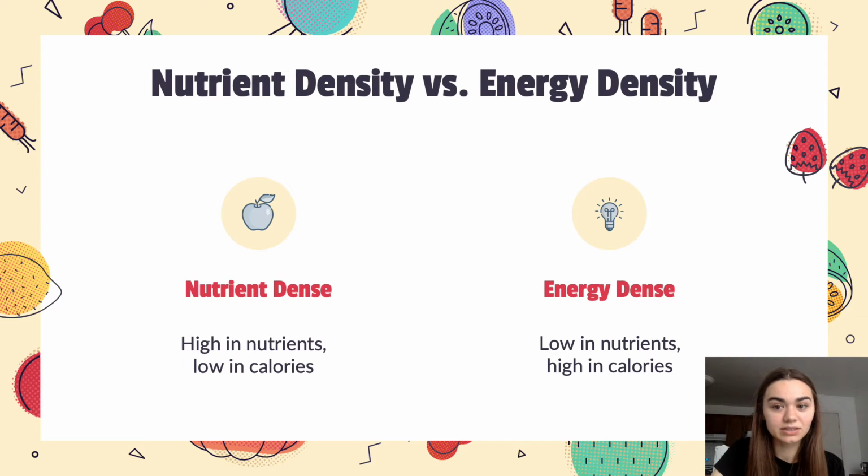And these are all things that we want to consume in moderation. Food items can be considered either energy-dense or nutrient-dense. Nutrient-dense foods tend to be high in nutrients, like vitamins and minerals, and lower in calories, whereas energy-dense foods tend to be low in nutrients and high in calories. And they also tend to be higher in things like saturated fats, added sugars, and sodium.